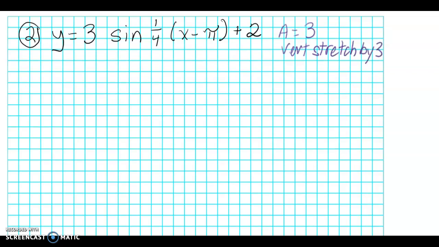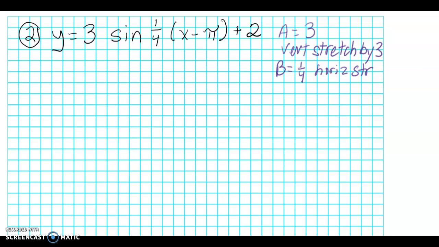Okay. My B is the 1/4. And that means I'm going to horizontally stretch it also. Stretch by the 4th. But remember, I said this a lot in class before we left, the way you horizontally stretch or shrink a graph is by changing its period.